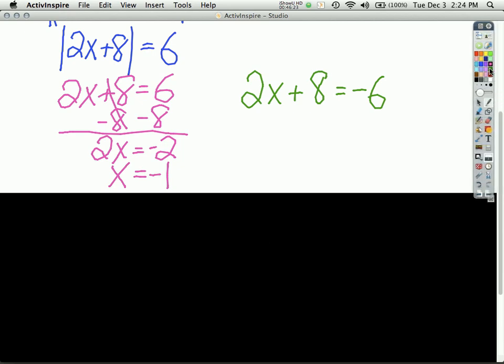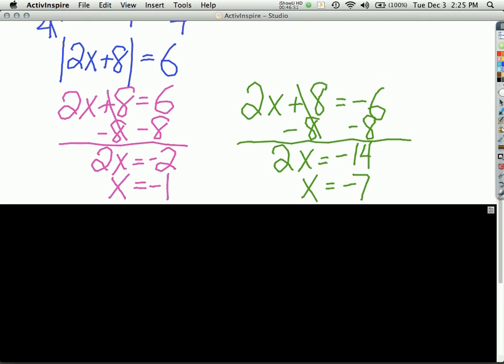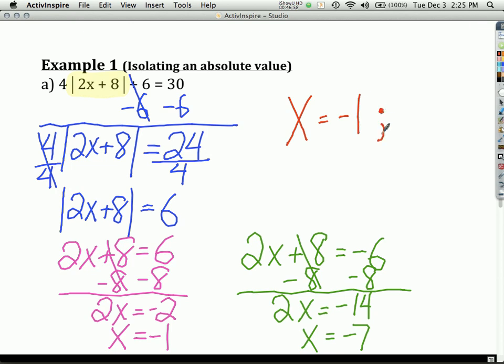Now let's do the green one. Same exact process, subtract 8, subtract 8. The only difference is that we're going to get a different result. Now we get 2x equals negative 14. What's x going to equal here? Chris? Negative 7. So now we think that the solutions are negative 1 and negative 7. So we think we want to say x equals negative 1 and negative 7.